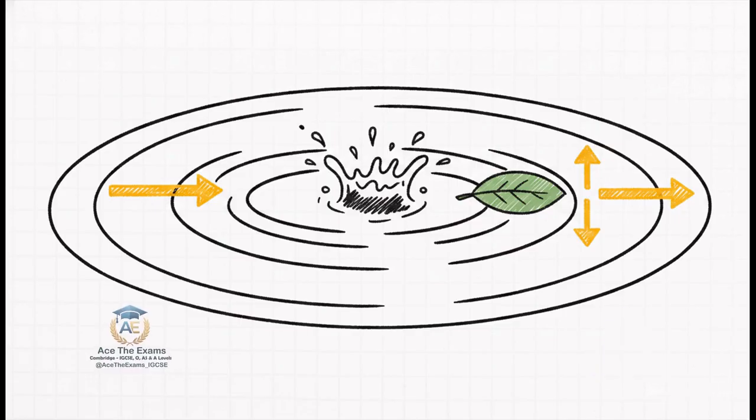Think about a leaf resting on a still pond. If you drop a stone nearby, the ripples spread outward, right? But if you watch that leaf, it just bobs up and down as the ripple passes under it. The water itself isn't rushing outward, only the energy of the disturbance is.